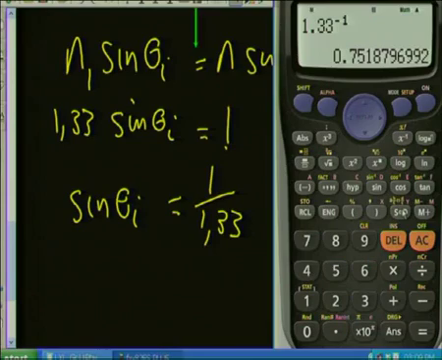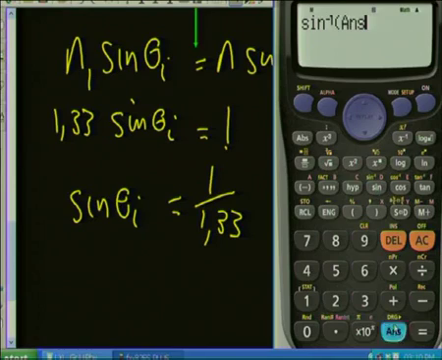But I want to find theta I. I want to find the angle of incidence. So how am I going to do that? I'm going to take shift, and I'm going to say sine, I want the inverse function of sine, and I'm going to put my answer value here. So I'm going to put in the ratio that I've just found, and I'm now going to be given the angle. And so I can say that theta is equal to 48,75.